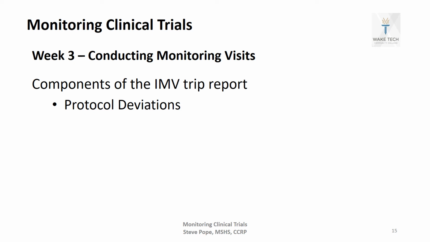These will be documented in your trip report with some details on what the deviation was, when it occurred, and then, if any, what appropriate action was taken to prevent that deviation in the future, and whether or not that deviation needs to be reported to the IRB. Not all deviations need to be, and normally the IRB will provide some guidelines on what they want to see reported in terms of deviations.